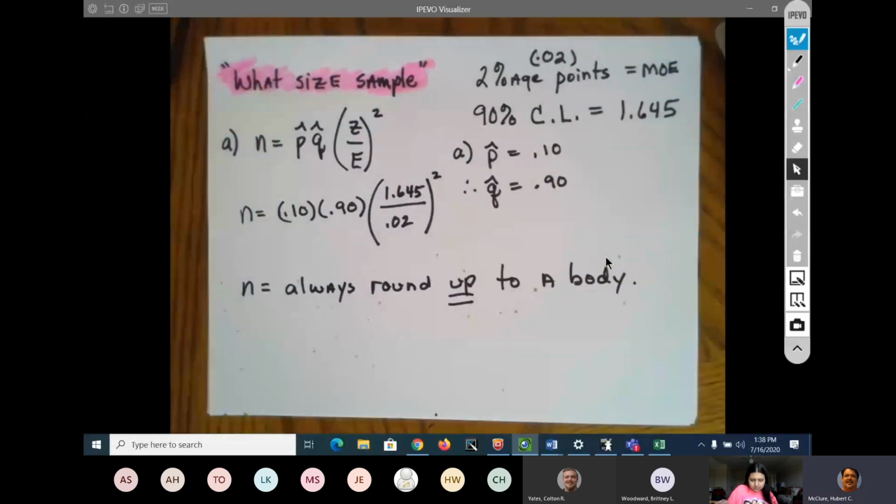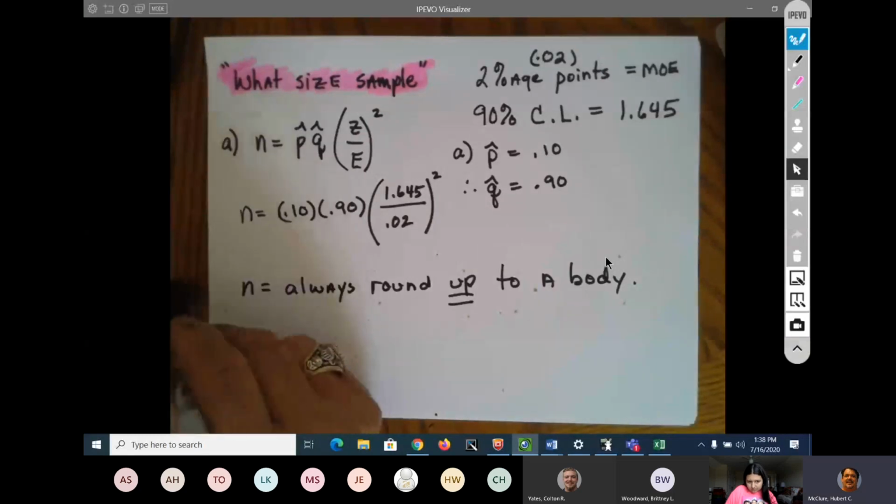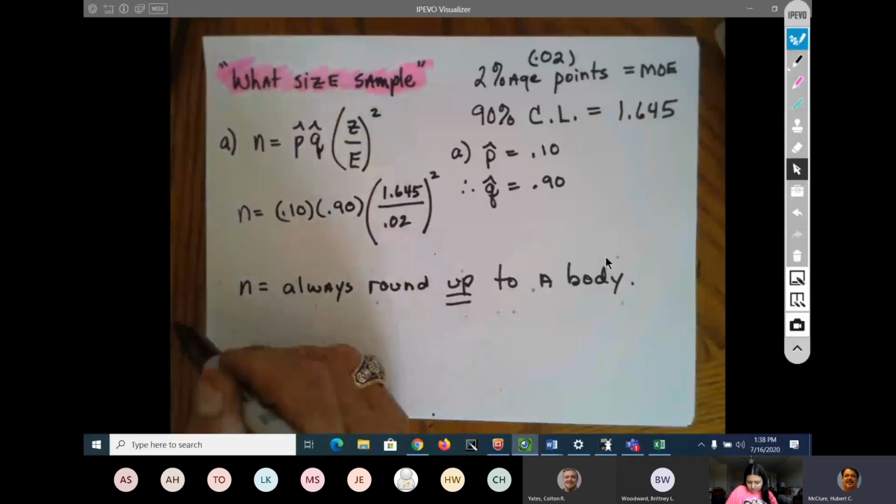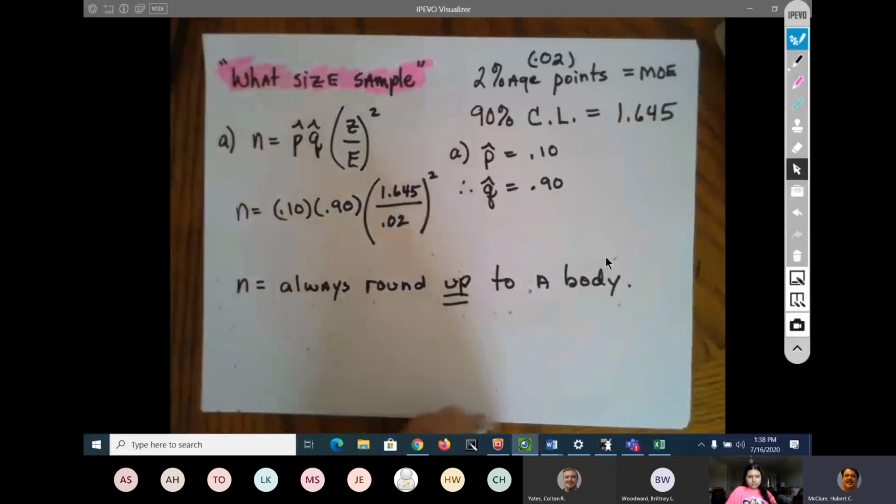Let me ask y'all a question. If you were an engineer designing a building, would you design the building to hold up 200-pound people, or would you design it to hold up 300-pound people? 300 pound. Why would you do that? More can be in there.